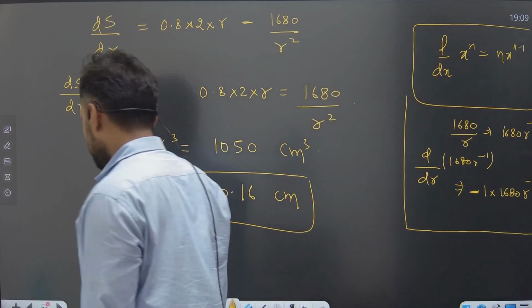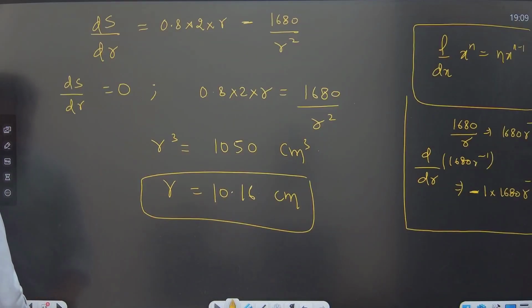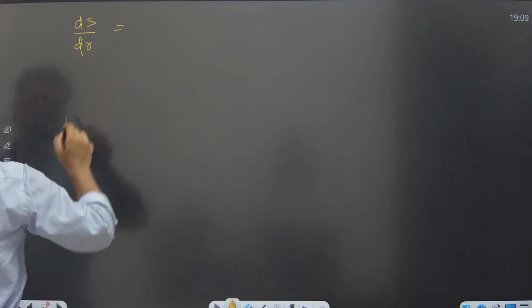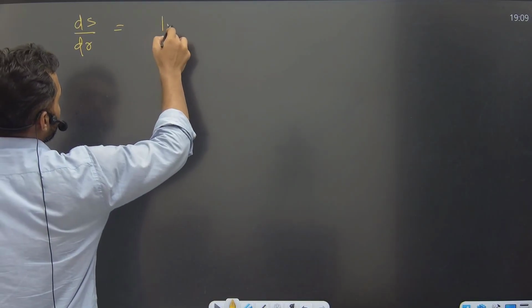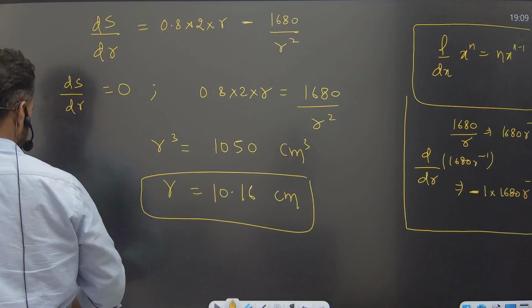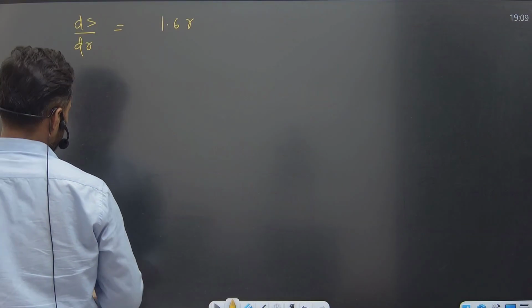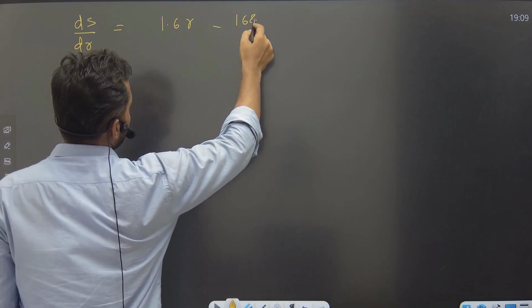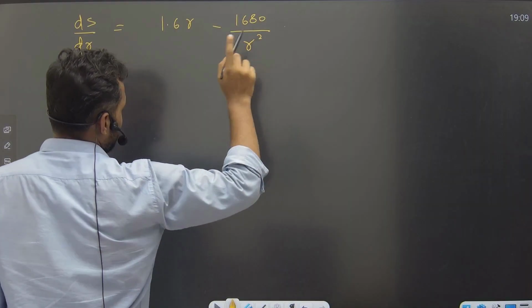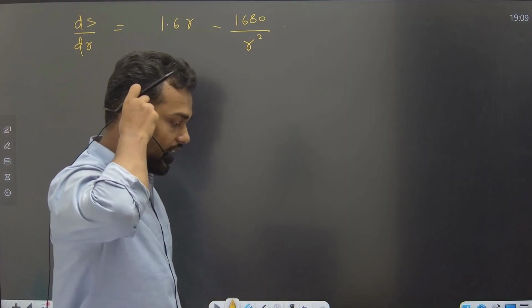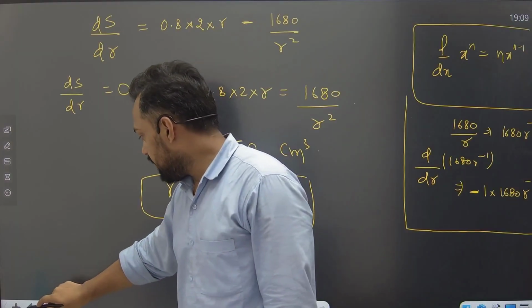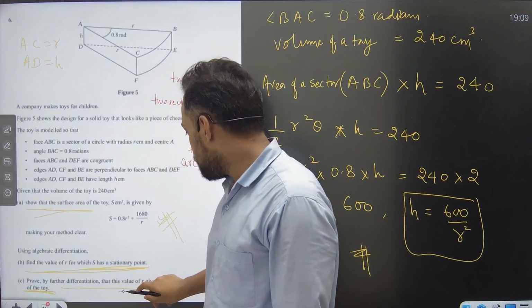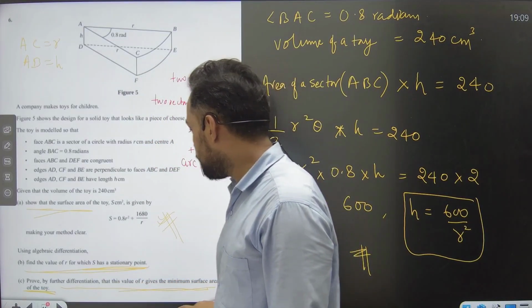So what we will get here, ds by dr we have got in the previous equation, that is 1.6 r negative of 1680 by r square. Since it is mentioned in the question that it is having the minimum point, it is mentioned there in the question that this value of r gives the minimum surface area of the toy.